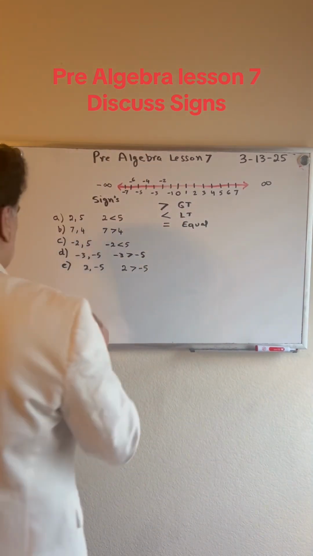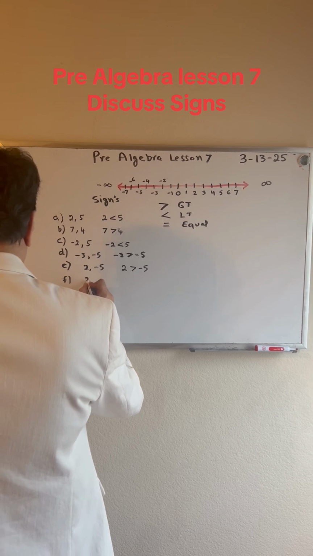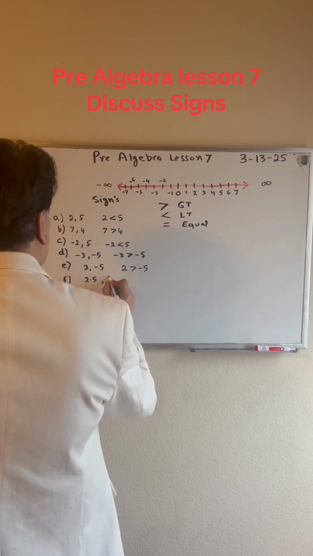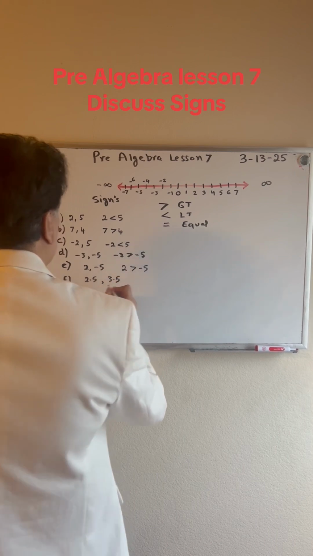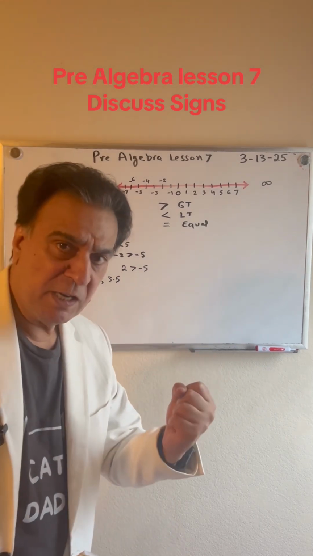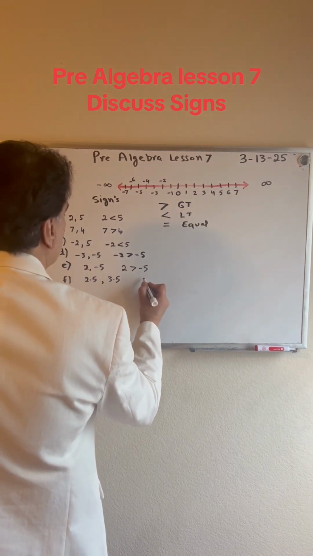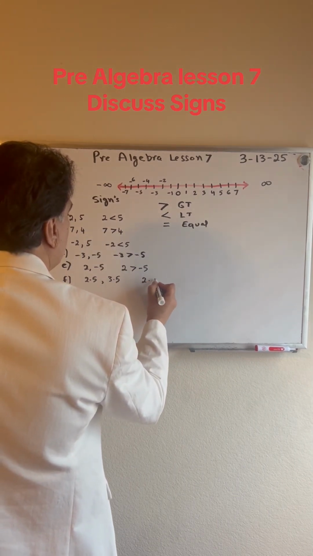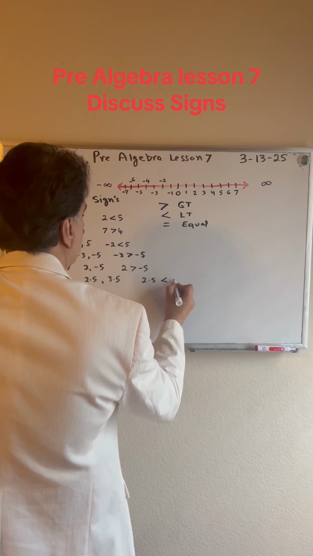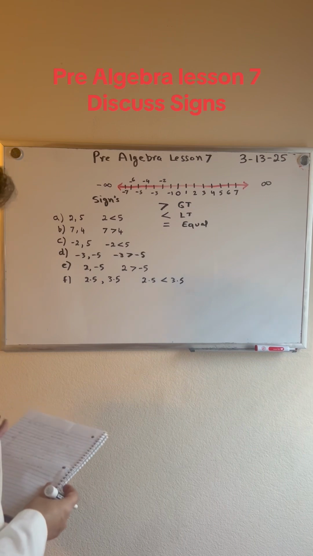All right. Let's go ahead and do another one. F. We have 2.5 and 3.5. That means 2.5 is 2 plus a half, and 3.5 means 3 plus a half. So which one is bigger or smaller? 2.5 is smaller than 3.5. So how's that, my friends? You guys want to do one more?